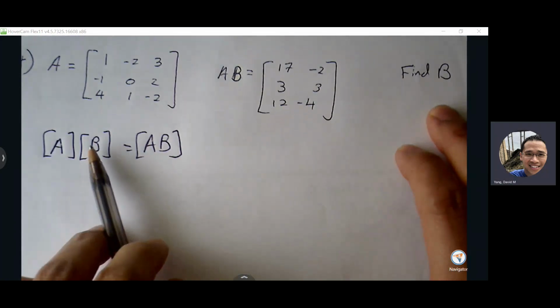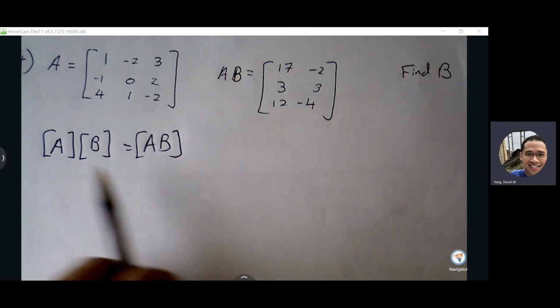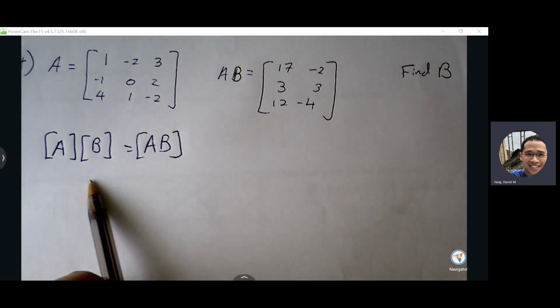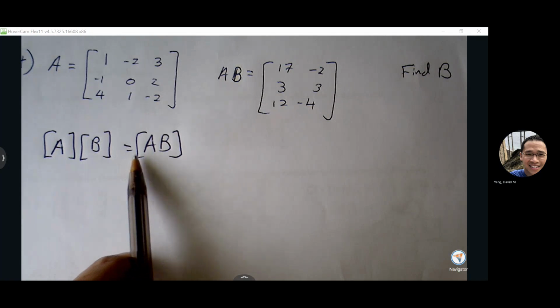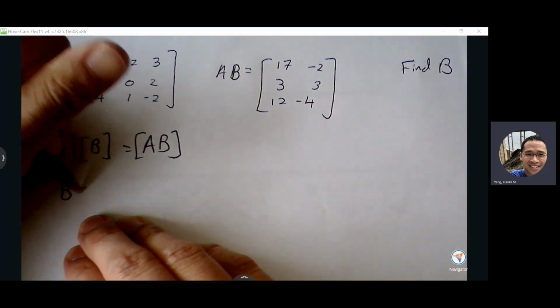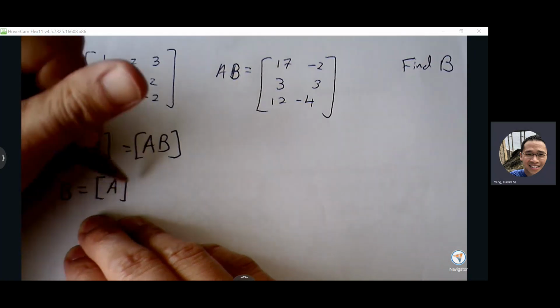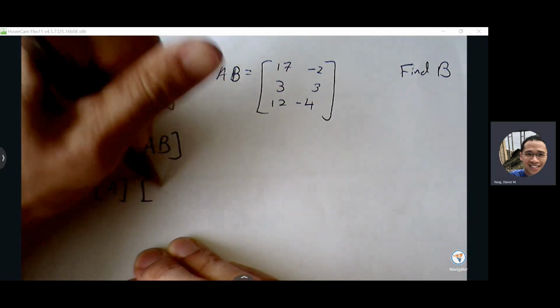So if I want to solve for matrix B, what needs to be moved? Yeah, but then when we move it over, it needs to come to the front and it needs to be turned into a what? Inverse. Good. So let's write that notation. Matrix B is equal to the inverse of matrix A times matrix AB.